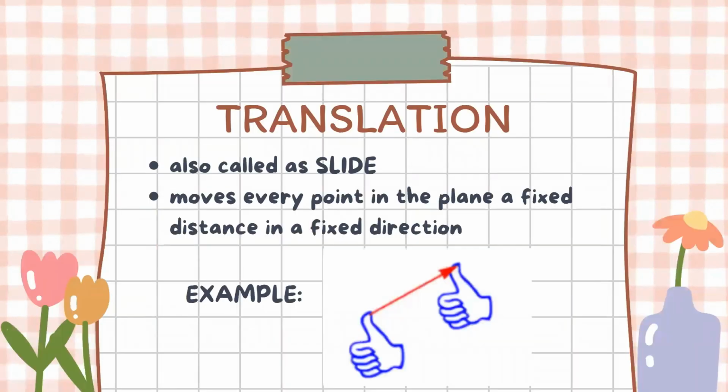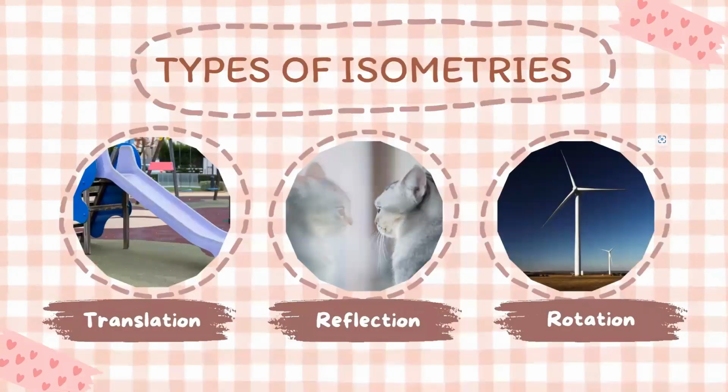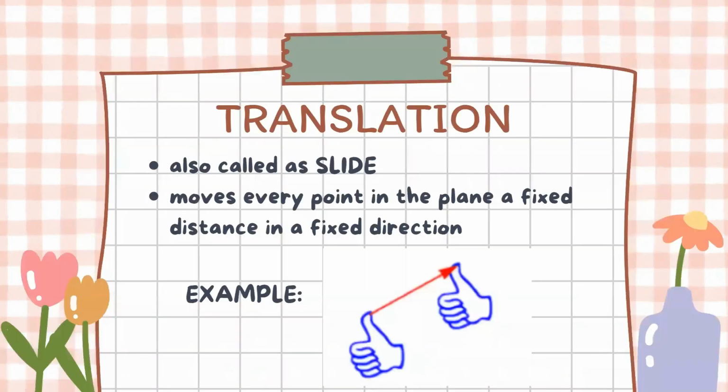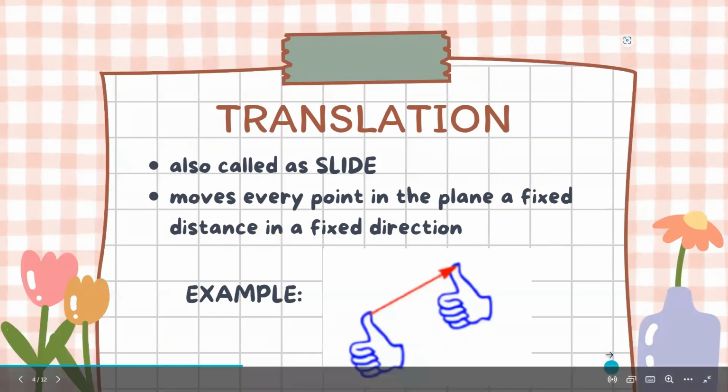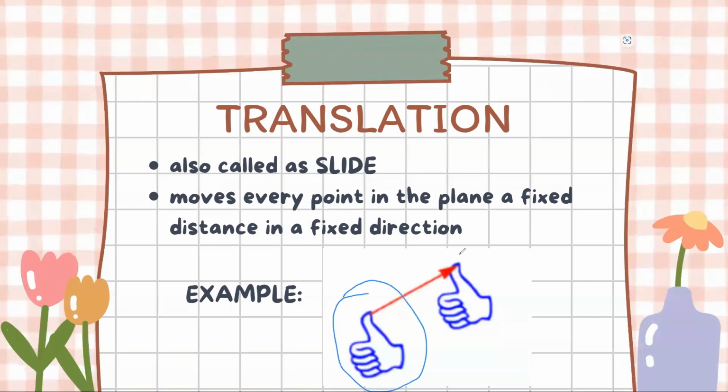First, translation, also known as slide. As you can see in this slide, the picture is a slide, as it is also known. Translation moves every point in the plane a fixed distance in a fixed direction. Here, as you can see, it was just a slide. That is the example of translation.